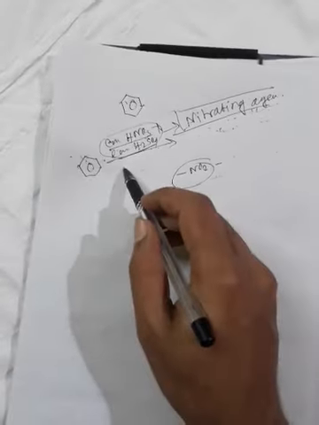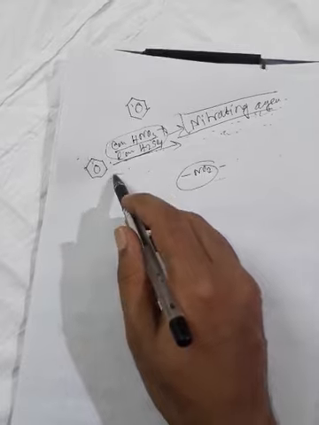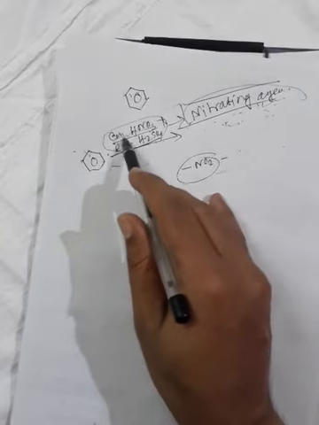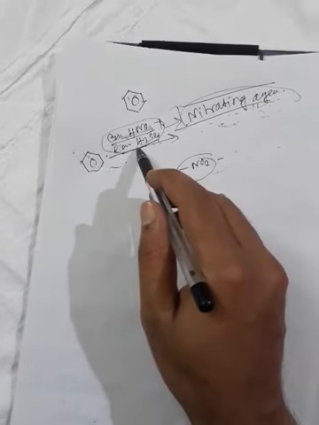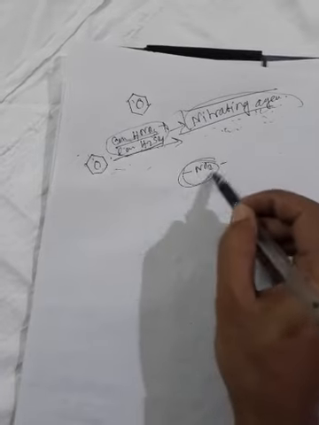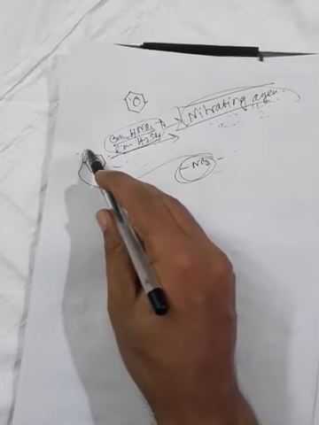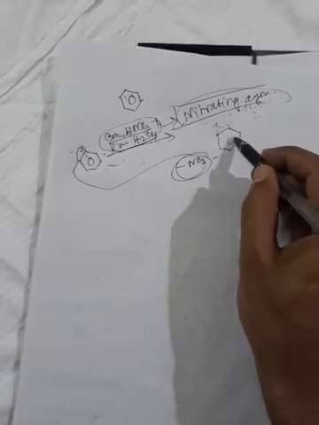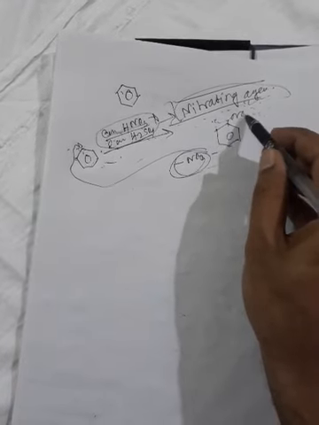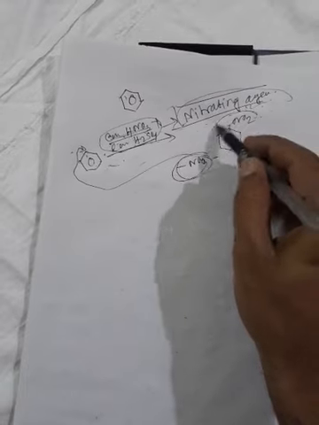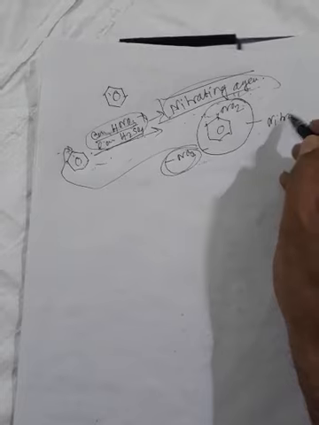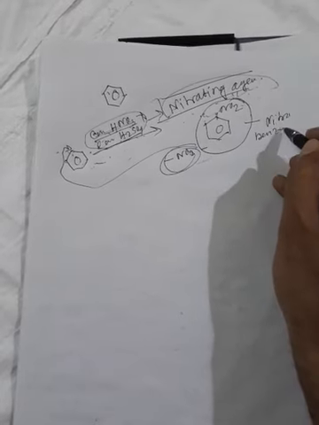Now let's see, when benzene is treated with the nitrating agent, or with concentrated HNO3 and concentrated H2SO4, the NO2 group enters the benzene ring and nitrobenzene is produced. That compound is called nitrobenzene.